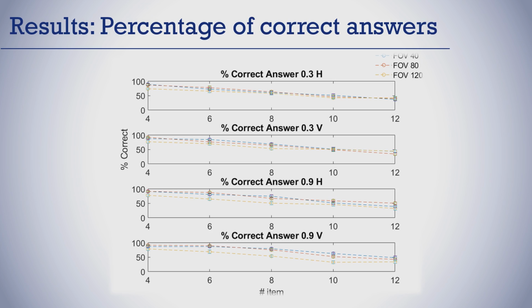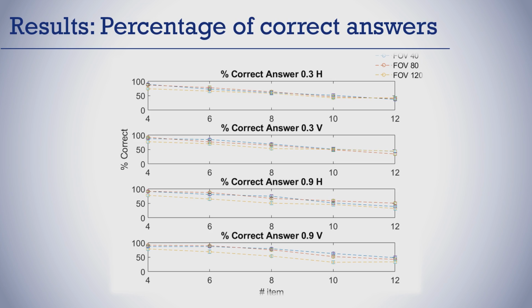Here the data are divided based on the observation time and on the disposition. And as you can see, the percentage of correct answers decreases with the number of items in all cases. And we noticed, especially in the longer time trials, that the performances with 40 and 80 degrees of field of view were comparable and were different from the one with the 120 degrees.